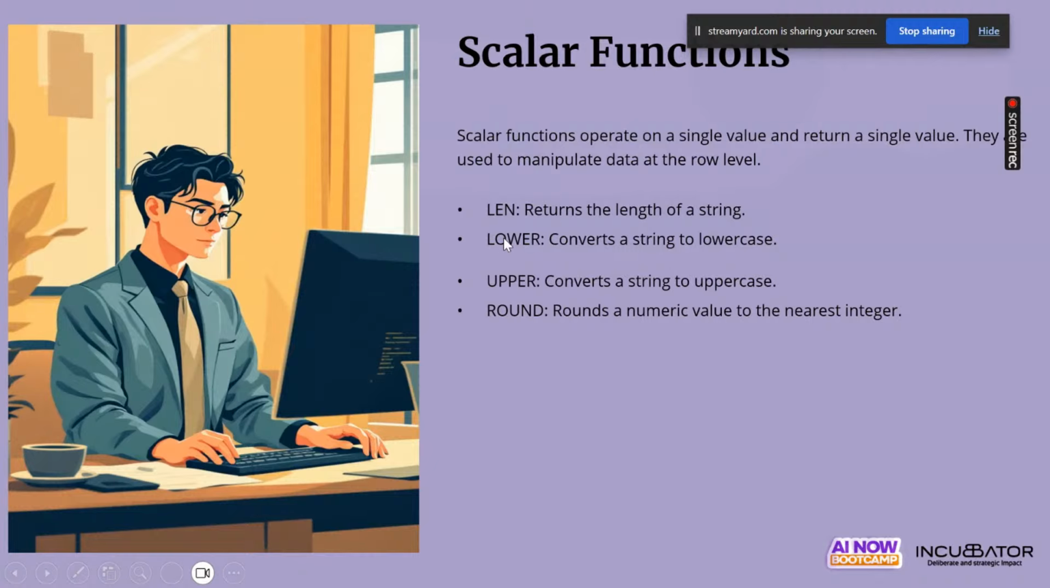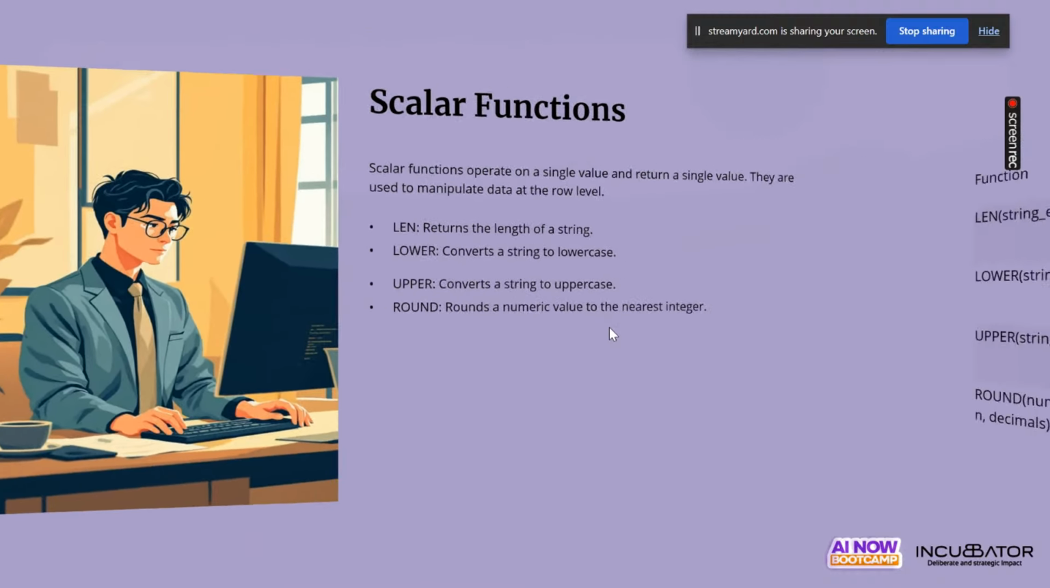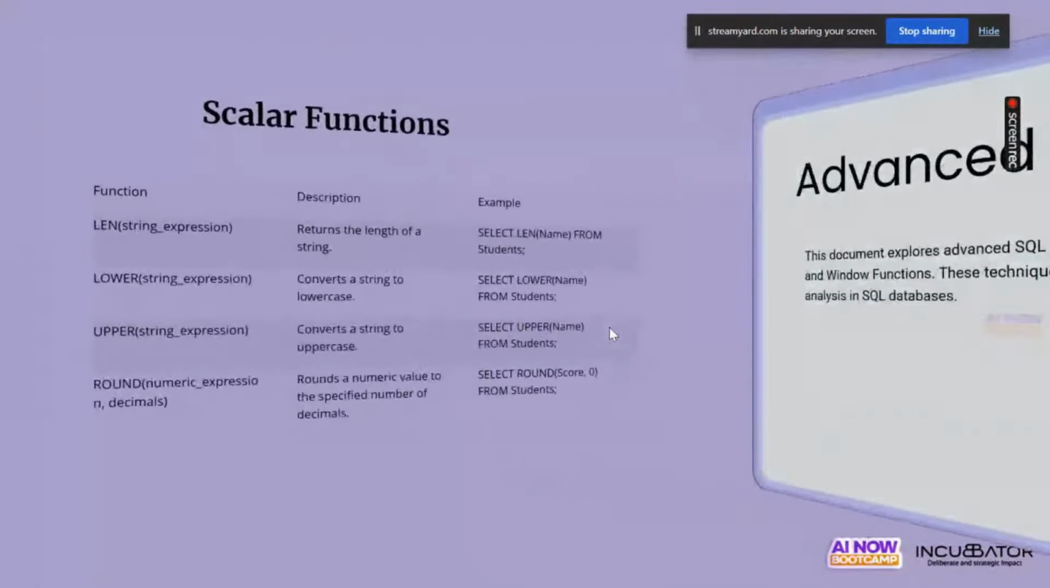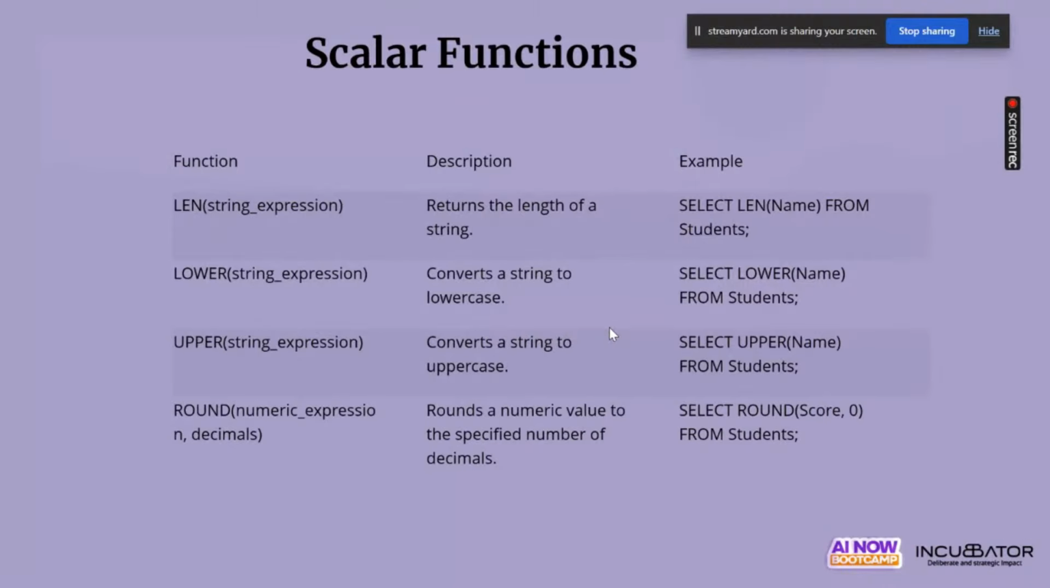We have some scalar functions: the len, the lower, the upper, the round. We have some other functions like the string functions, such as replace and remove. We have a lot of string functions, and most of these operate on a text value.